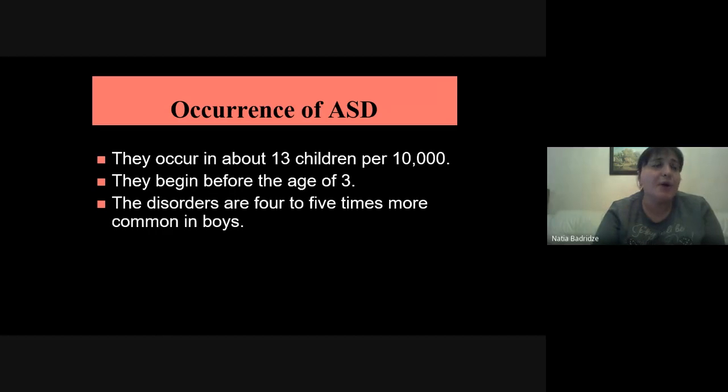ASD occurs in about 13 children per 10,000, but this statistic is changing over the years, and this disorder, like autistic spectrum disorder, is becoming more frequent nowadays. No one knows the real reason for this ASD. There is an idea that multiple genes are involved in the manifestation of this disorder, and there is no one gene identified as responsible for this disorder.